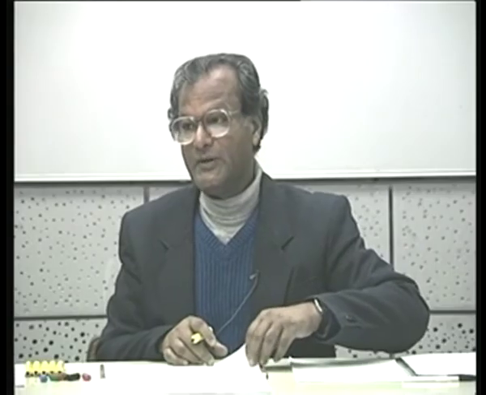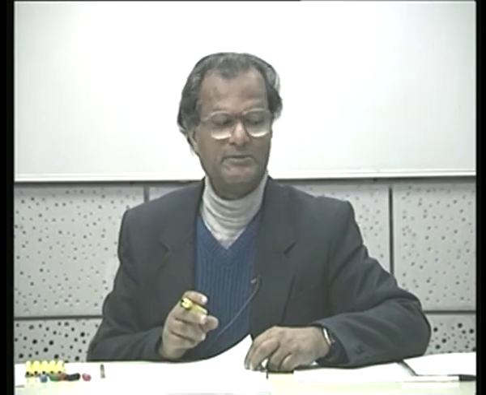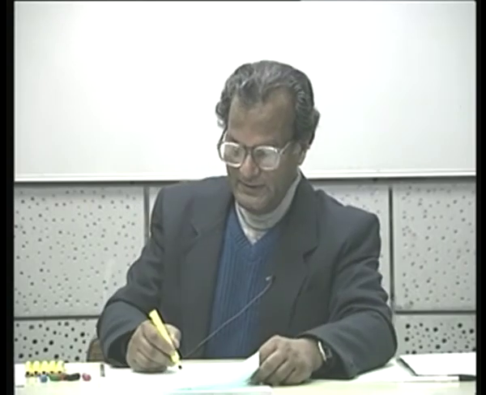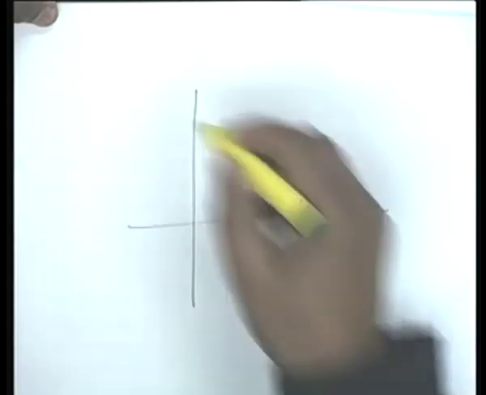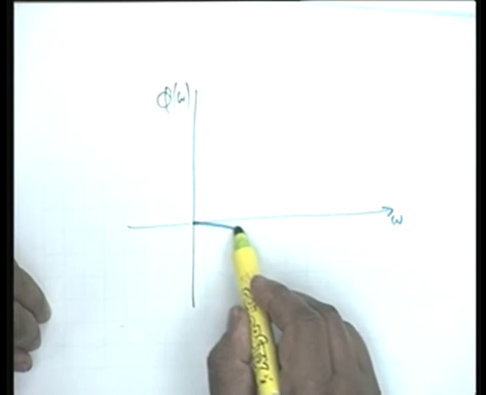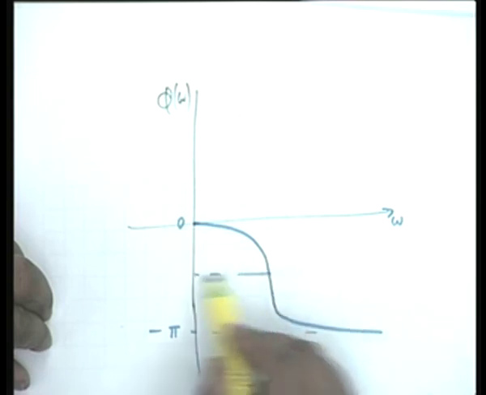This is the confusion. If you had taken only the expression, you would have had difficulty interpreting whether it is minus pi or plus pi, because the tangent or any other trigonometric function is the same. And therefore the phase response, if I plot phi omega versus omega, would be like this. This is minus pi, this is 0, and pi by 2 is somewhere here.